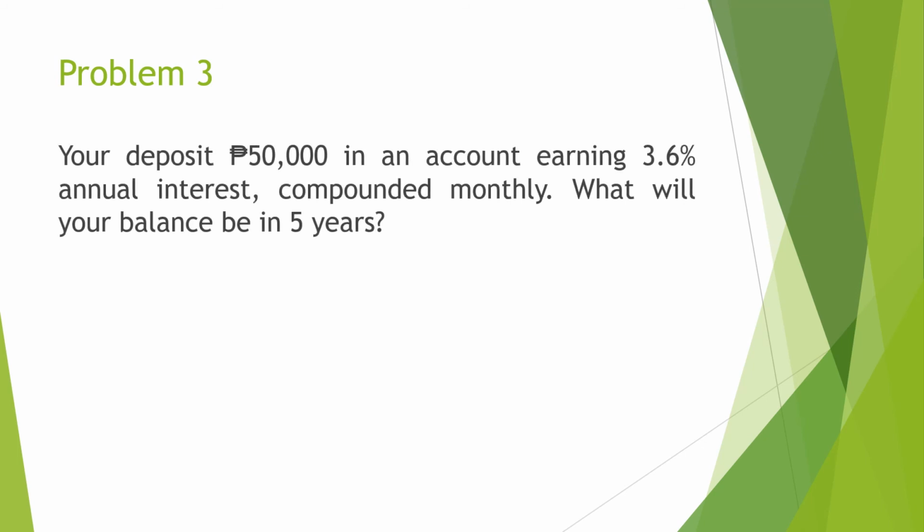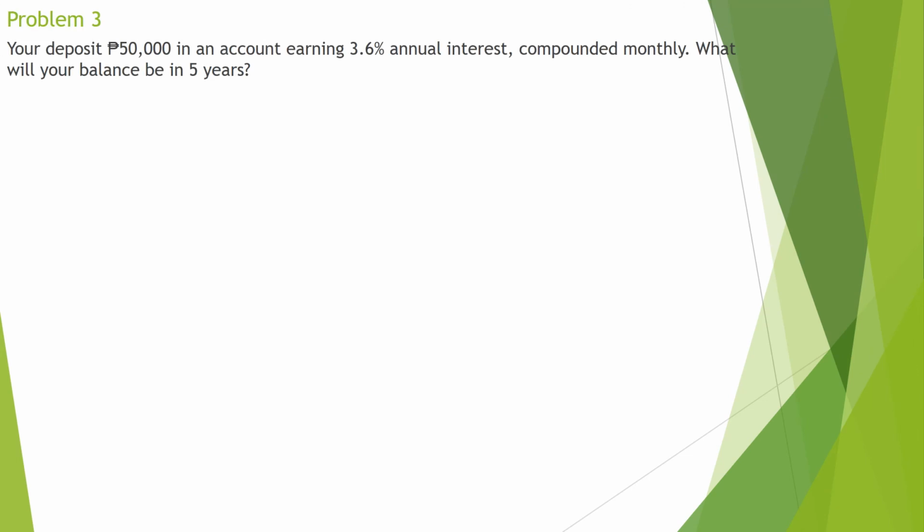So let's have another problem to solve. We have problem 3. You deposit 50,000 pesos in an account earning 3.6% annual interest compounded monthly. What will your balance be in 5 years? So let's have the solution.